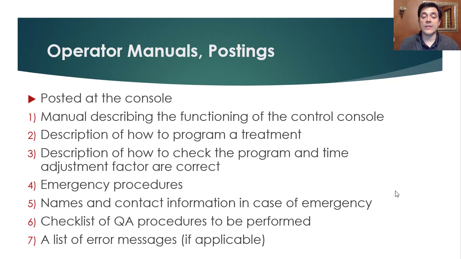The emergency procedures: what to do in case the applicator does not allow you to retract the source, or if the source becomes stuck in some sort of out position. The names and the contact information for all the personnel in case of emergency, including the vendor, the Nuclear Regulatory Commission, and the Radiation Safety Officer, and a checklist of QA procedures to be performed should be available at the console, and a list of error messages, if applicable, should there need to be some interpretation.